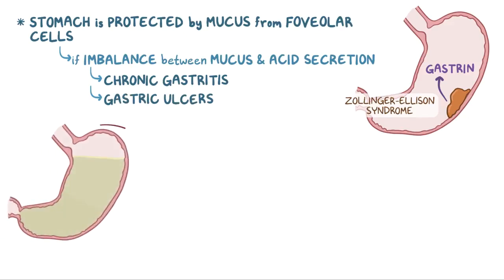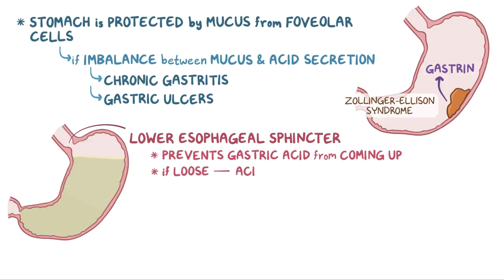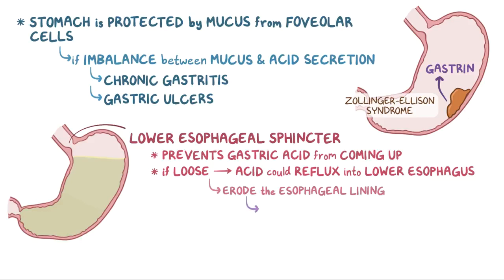Now, in the esophagus, the lower esophageal sphincter prevents most of the gastric acid from coming back up when the stomach is full or when you're laying down. If this sphincter is loose, the acid could reflux into the lower esophagus and erode the esophageal lining. This is called GERD, or gastroesophageal reflux disease, most commonly known as heartburn. One way to mitigate the harmful effects of gastrin in these disorders is to decrease the acidity through medications.